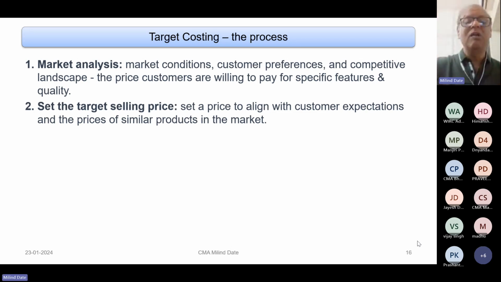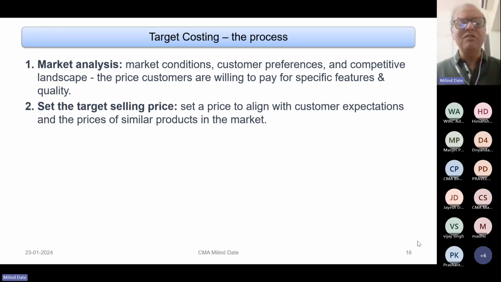The price that would align with the customer's expectations. And one thing could be done: you could check the prices of similar products in the market. Now, let's say you are coming up with a new OTT channel. There is already a reference point for you. How much do OTT providers generally charge? Maybe just 1 rupee per day or 1.2 rupees per day, 2 rupees per day, and so on and so forth.